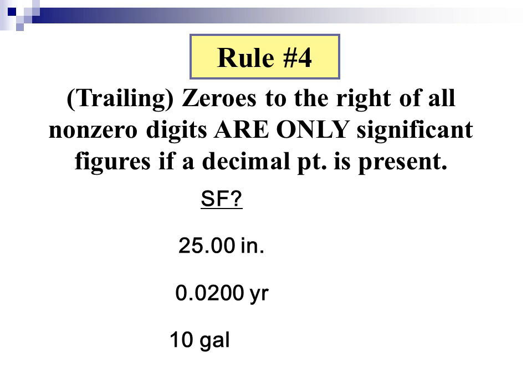Rule number 4. Zeros to the right of all non-zero digits are only significant figures if a decimal point is present. Below, you see 3 measurements. Record the number of significant figures in each measurement.